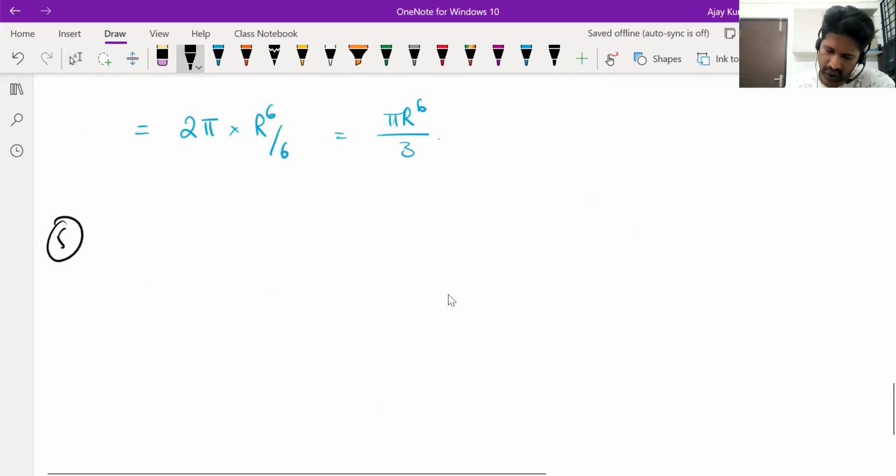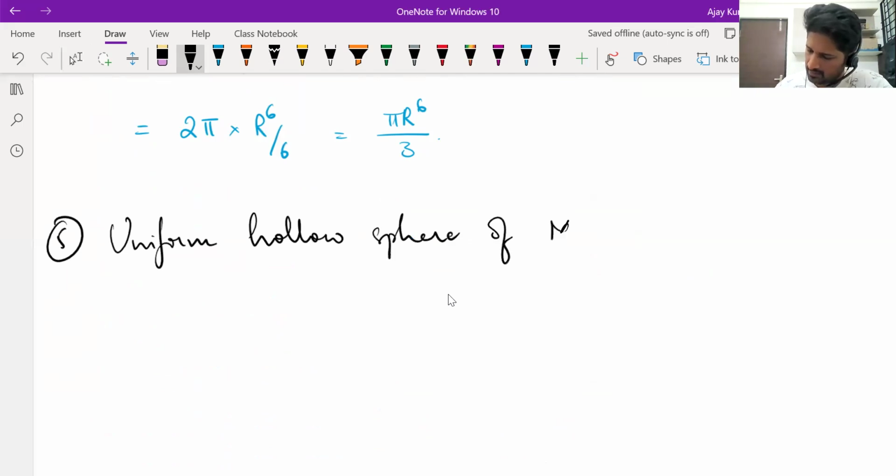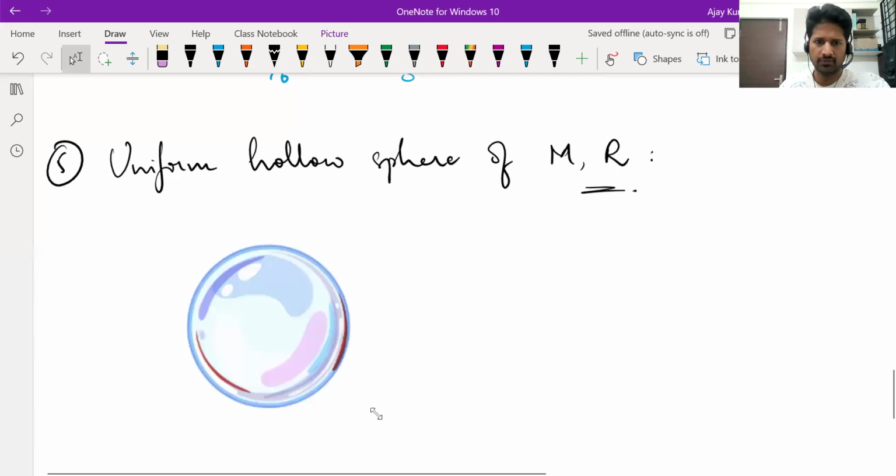Next. Uniform hollow sphere of mass m, radius r. Okay. One of you quickly tell me what kind of mass distribution is a hollow sphere? Areal mass distribution. Okay, we can consider this bubble as a hollow sphere.